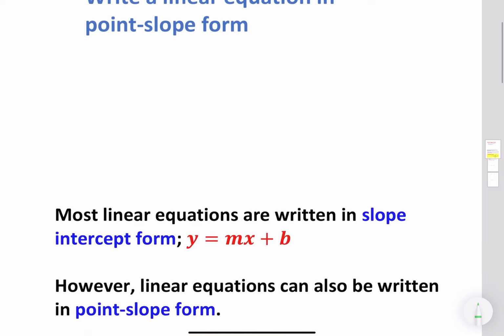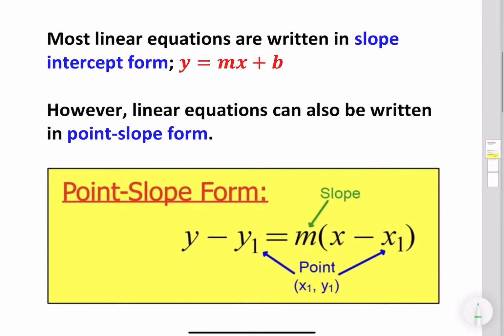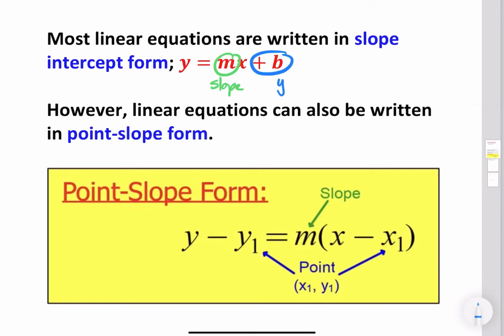Now most equations are typically written in that slope-intercept form. So if we have a linear equation, meaning that it's going to create a straight line if we were to graph it, it's usually written in that slope-intercept form, which means you have to have that slope, which is our m value, and we have to have the y-intercept, which is this b value. So that's typically how we write out our linear equations, usually in that slope-intercept form.